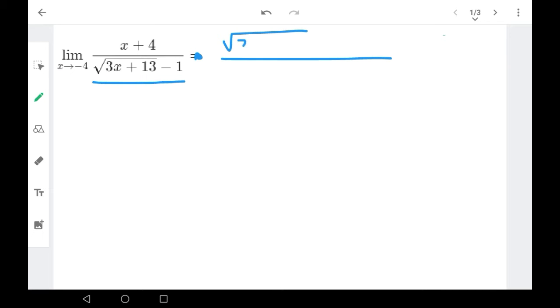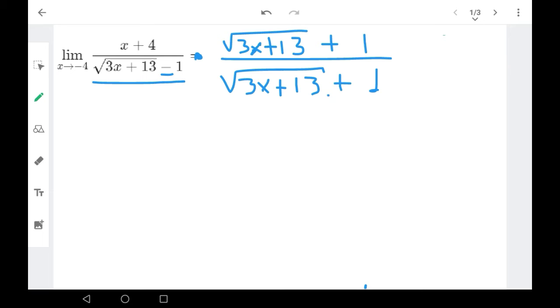So that would be the square root of 3x plus 13 plus 1, divided by the square root of 3x plus 13 plus 1, because here it is negative, so for the conjugate it comes positive, right? Okay, so let's continue with this.